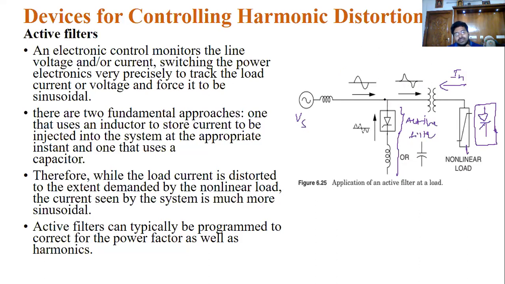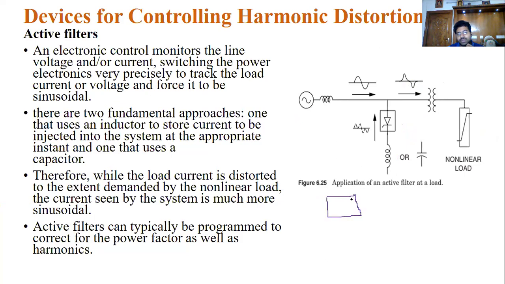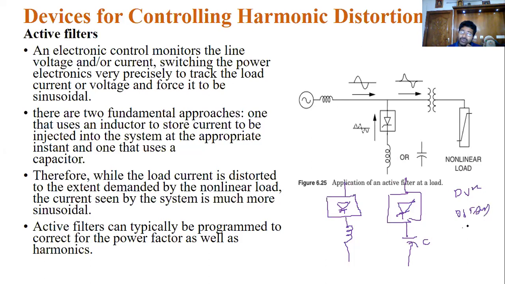Now see this device's characteristics. This device can be designed into two types. I can draw the graph here. This is one type of device we connect to the line. This is another power electronic based device using a capacitor. This is a basic device. It may be of the type DVRs, DSTATCOMs, UPFCs, UPQCs, and similar devices.